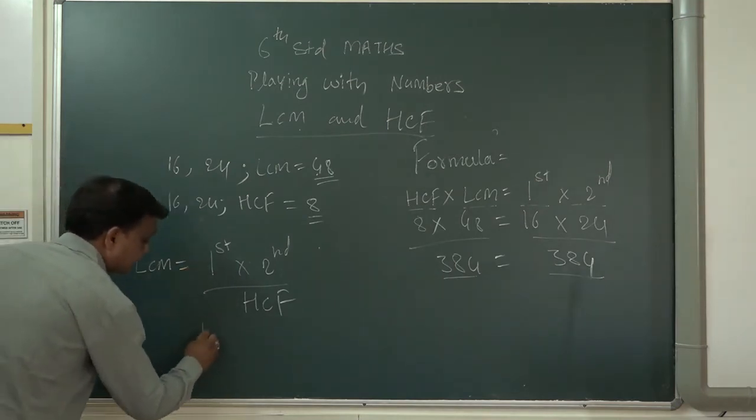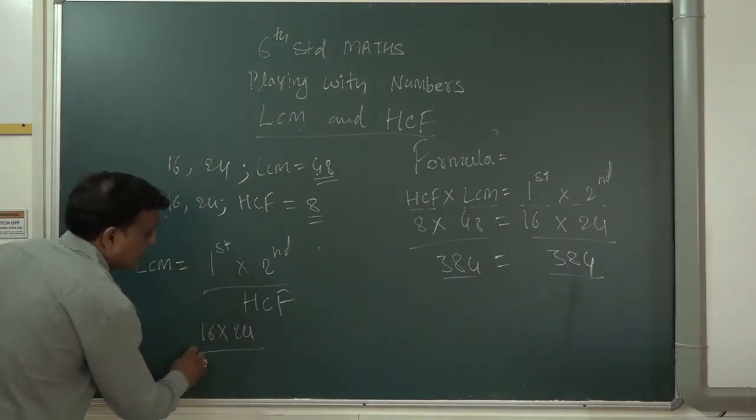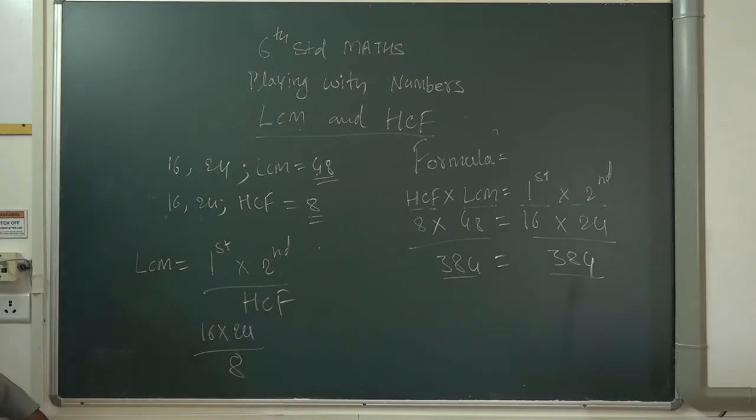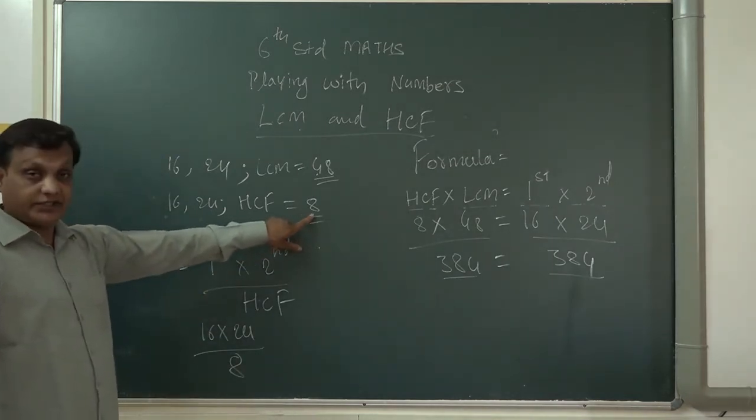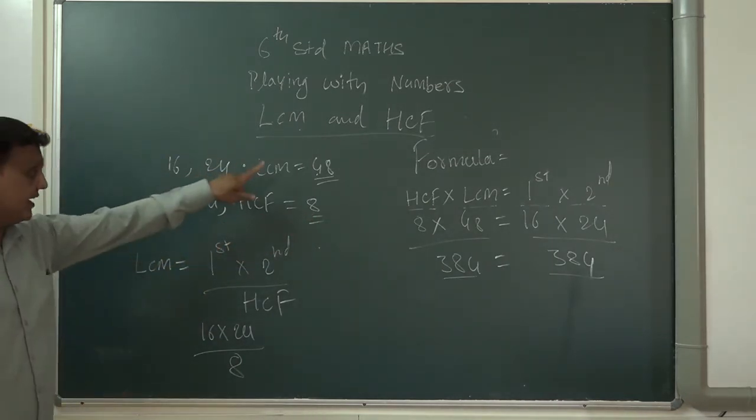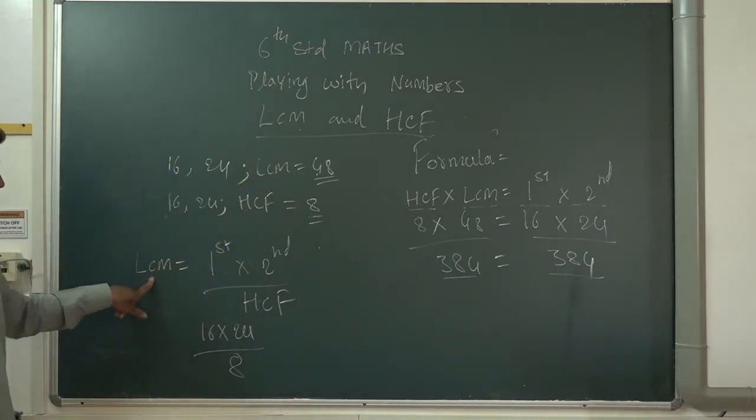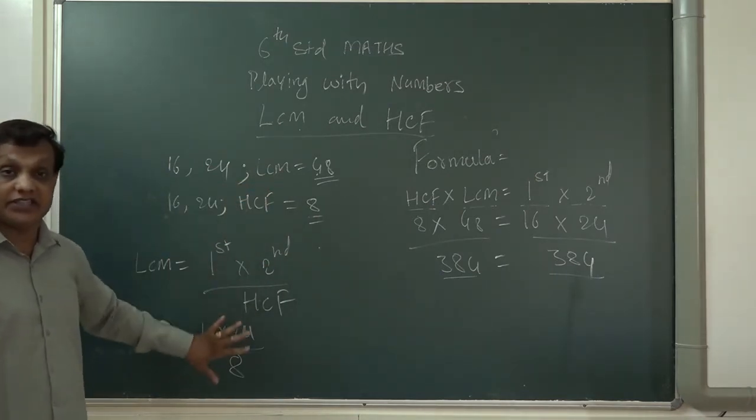What is the first number? 16 multiplied by 24, and what is the HCF? 8. Here we take HCF 8: first number, second number. Now we are finding the LCM. When the LCM is not given, but the first number, second number and HCF are given, this is the formula.